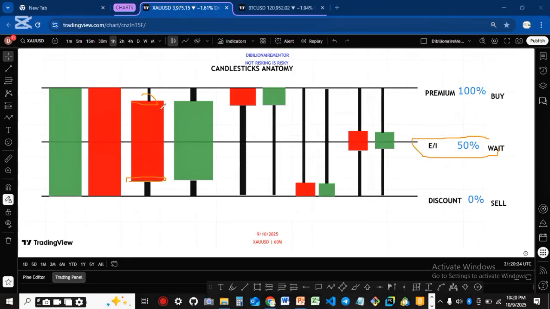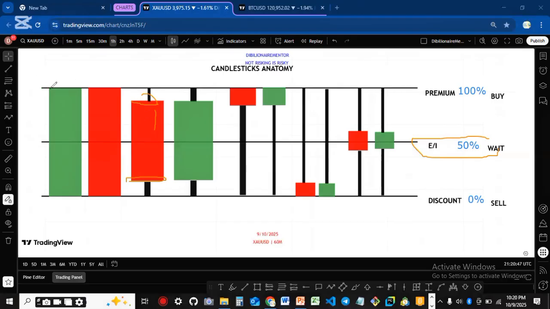However, we cannot compare this selling pressure with this selling pressure. Why? Because this one is giving us what? 100% selling pressure. It means it's giving us an extreme case of selling pressure. Do we understand? Please pay attention. It's giving us an extreme case of what? Selling pressure.